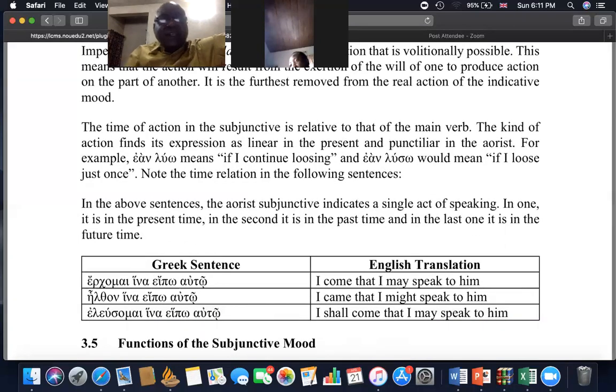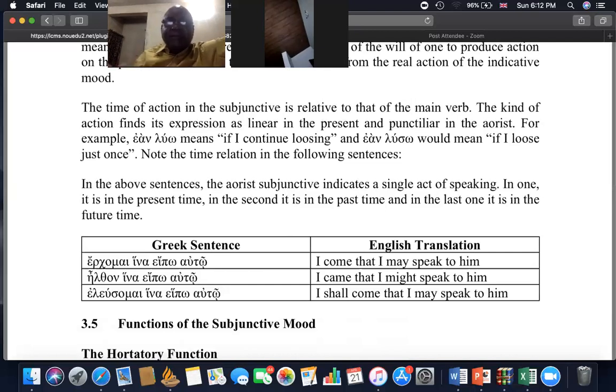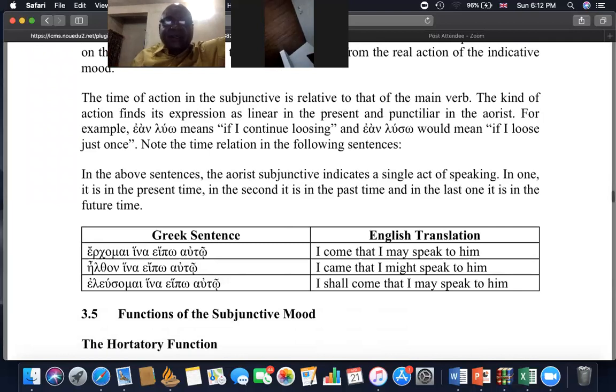Okay. Now, the time of action in the subjunctive is relative to the action of the main verb. The kind of action finds its expression as linear in the present, punctiliar in the aorist. For example, ean luo would translate "if I continue losing." Anywhere you see ean, be sure that that is a subjunctive mood. Ean is used only with subjunctive mood. Then if you see ean luso, which is the aorist, it means if I lose just once. So there is no issue of time in the subjunctive mood. It is the kind of action that matters.